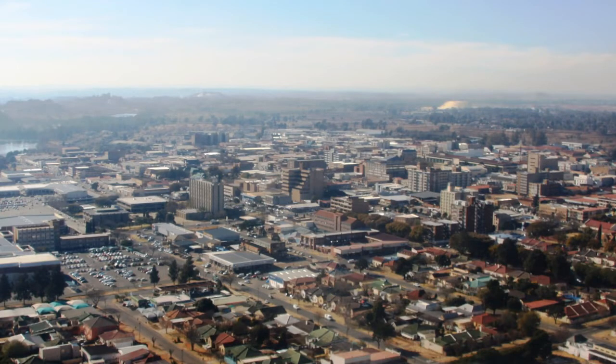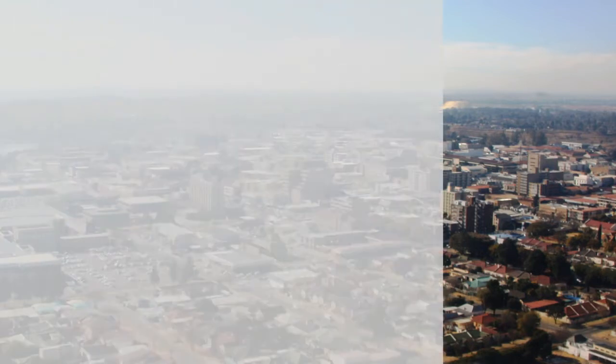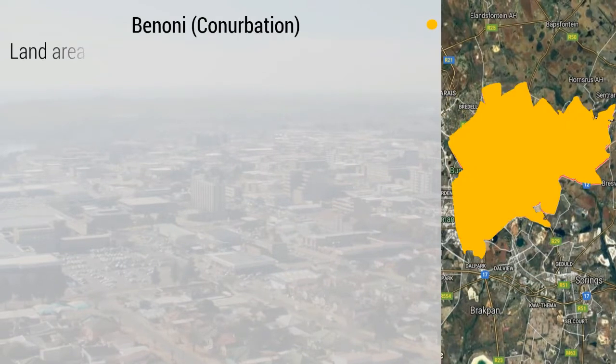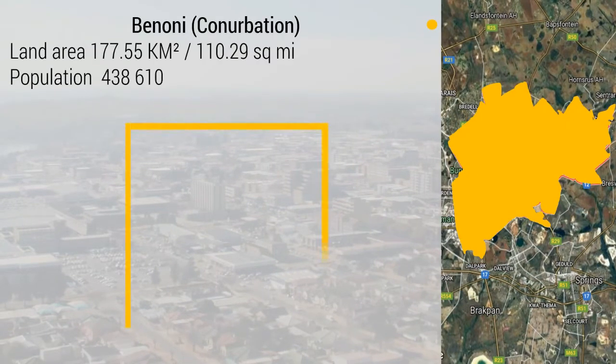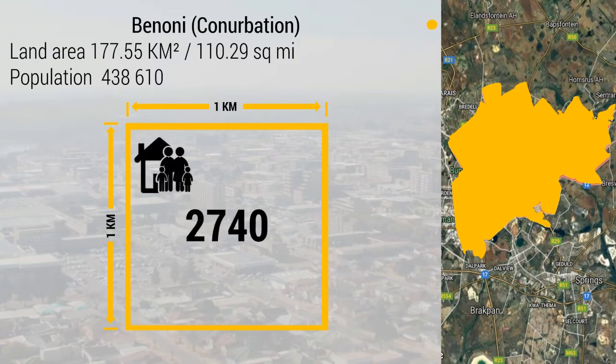What does this mean today? Let's illustrate. The conurbation of Benoni covers a land area of 177.55 square kilometers. There are 438,610 people who call this place home. If you are an urban planner, then you would assume that the population density in this place is 2,740 people per square kilometer. You couldn't be more wrong.